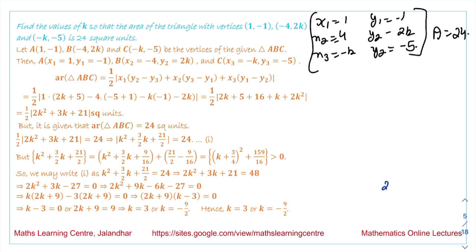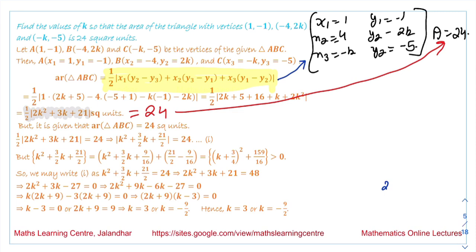This is the formula for the area of the triangle. In place of x1, y1, x2, y2, x3, y3, we have substituted these values, and on solving this we get a quadratic equation, that is 1 by 2 into 2k square plus 3k plus 21. This is the area, and it should be equal to 24 because it is given that the area of this triangle is 24.